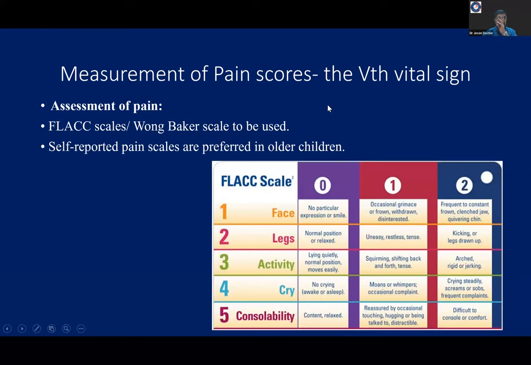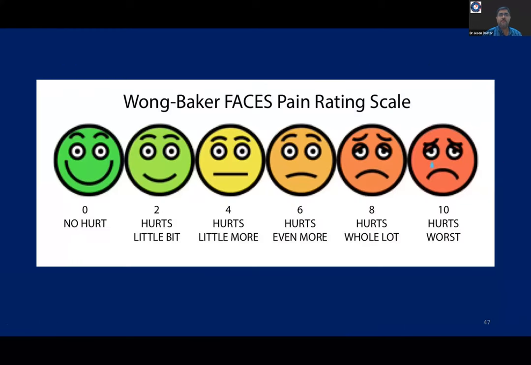So these are the scales: the FLACC scale, which is face, legs, activity, cry, and consolability. These are the various scales to evaluate the pain score. And then there is the Wong-Baker faces scale. You can show a pictorial to a child of maybe 4 or 5 years and ask them to point out where their pain score lies.